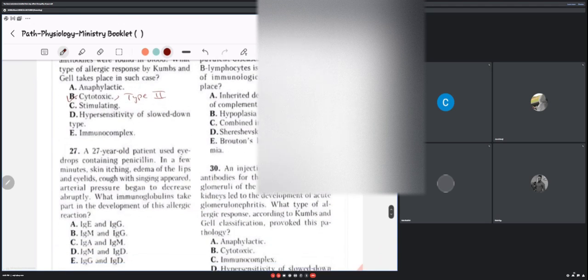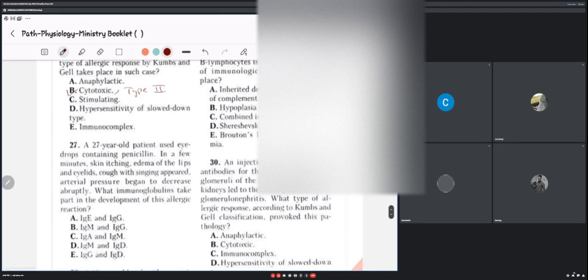A 27-year-old patient used eye drops containing penicillin. In a few minutes, take note of this, in a few minutes, he had what? Skin itching, edema of the lips and eyelids, cough with wheezing appeared. Arterial pressure began to decrease. All of this happened in a few minutes. What kind of reaction do you think?